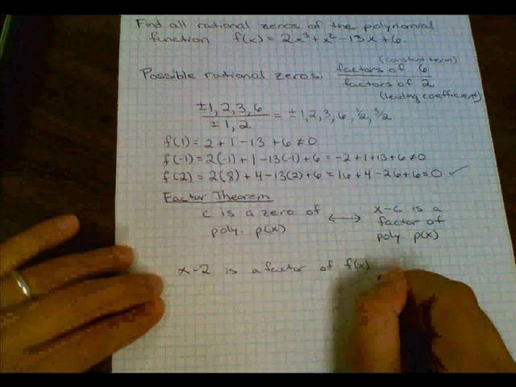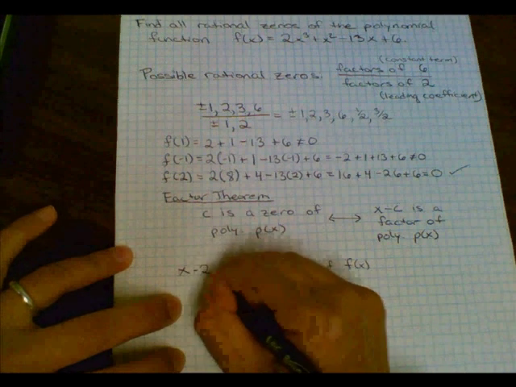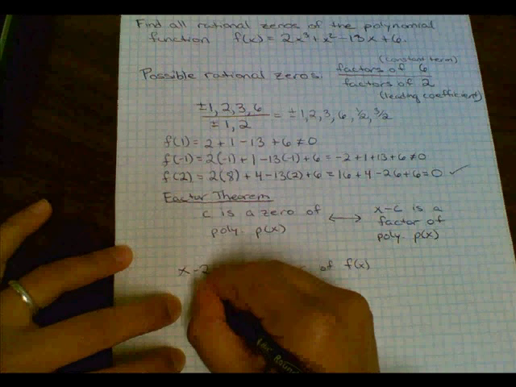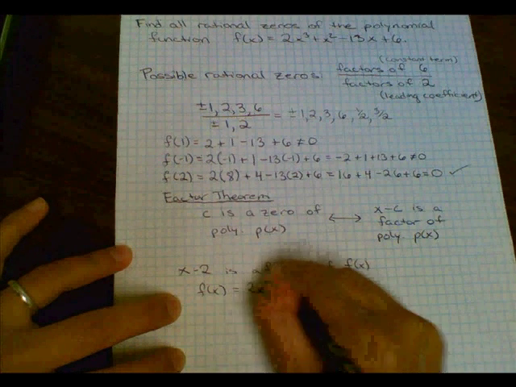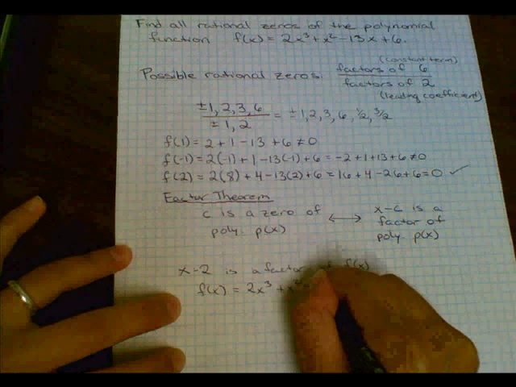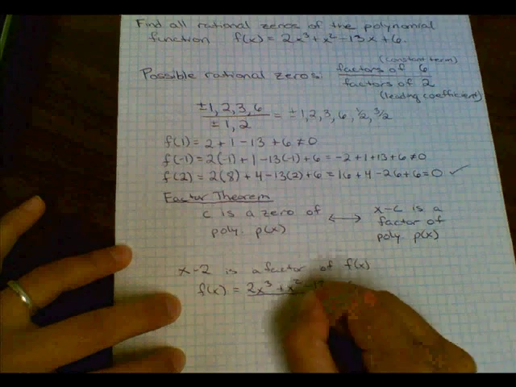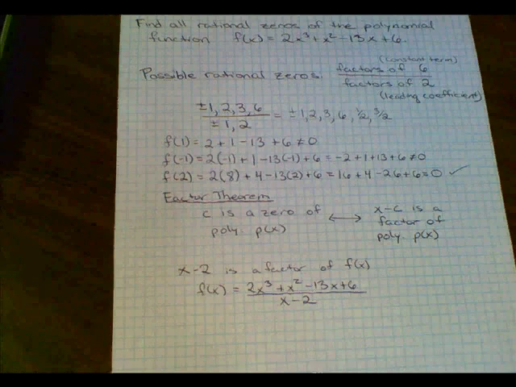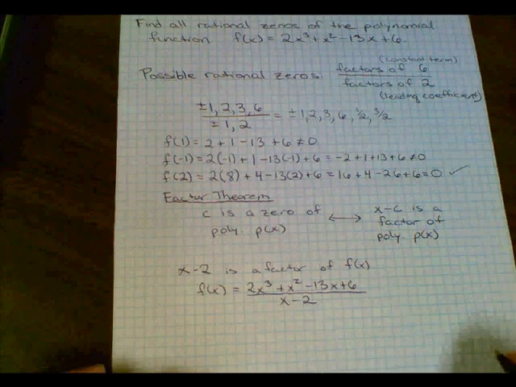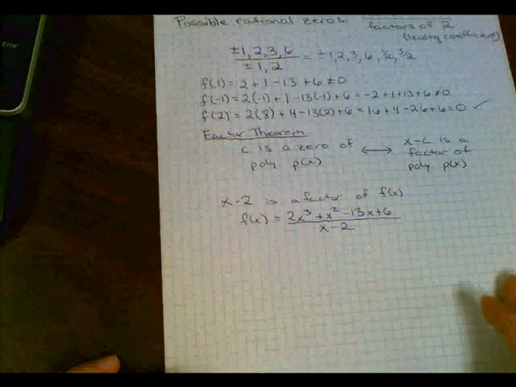Okay, so x minus 2 is a factor. We would like to now divide out, we want to factor out x minus 2. One way to do that is to take your f of x, 2x cubed plus x squared minus 13x plus 6, and divide out that factor x minus 2. And you guys have a nice, easy way to do that using synthetic division. So that's what I want to do now.